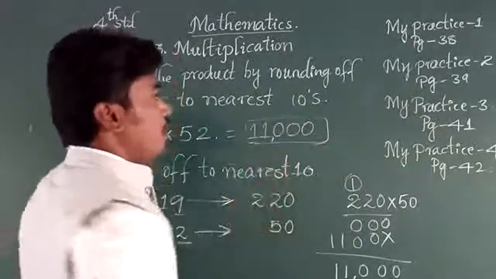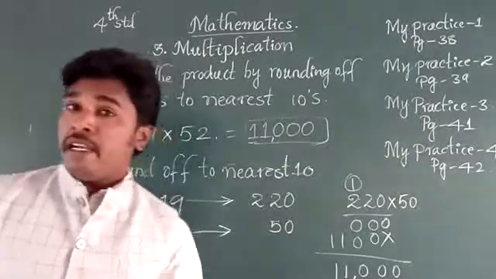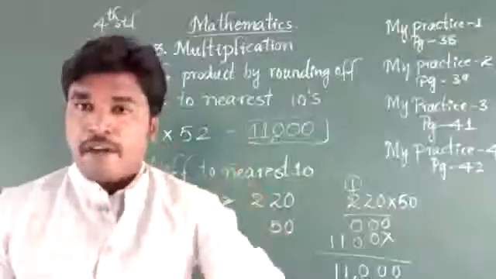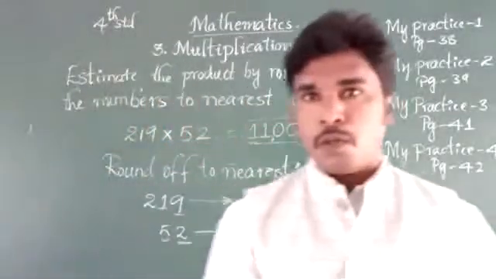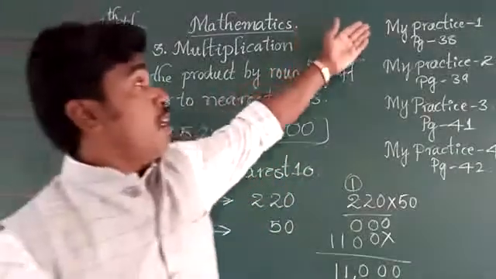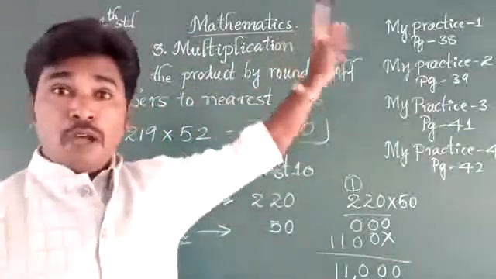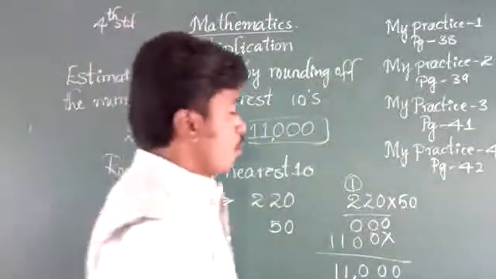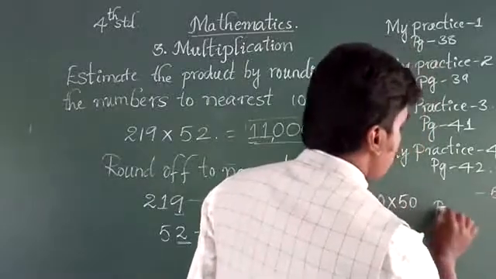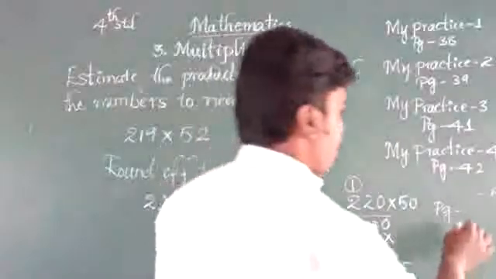In this method, you can find out the product by estimating the numbers. You can estimate to nearest tens, nearest hundreds, nearest thousands also. So I hope, dear children, you can finish all these practice time exercises, that is 1, 2, 3, 4, and also My Practice exercise 5, which is there in page number 43.